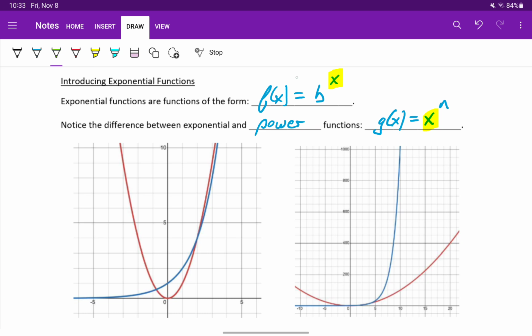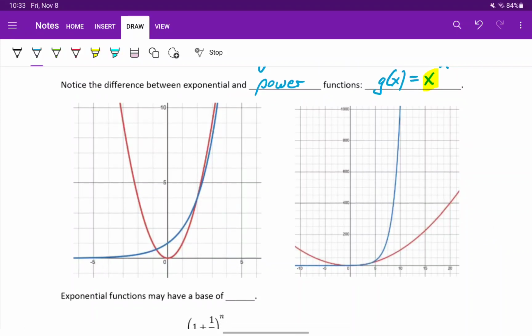And we'll also take a moment to focus on that word base. When we talk about an exponential expression, whatever that number is that's being raised to that variable power is referred to as the base. So what we have here is a base b exponential expression.